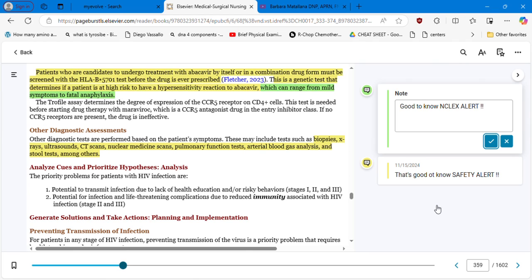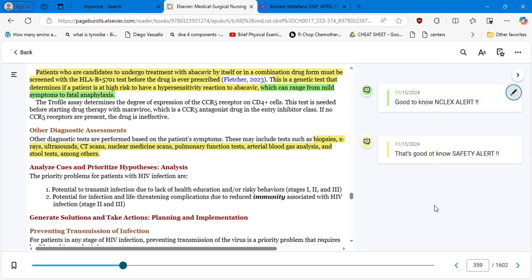Try to be selective on the topics you are going to review for your NCLEX examination. Try to create a notebook with all these NCLEX alerts. Okay, so the hypotheses are the potential to transmit infections due to lack of health education and risky behaviors, right? And the potential for infection and life-threatening complications due to reduced immunity associated with HIV infection.